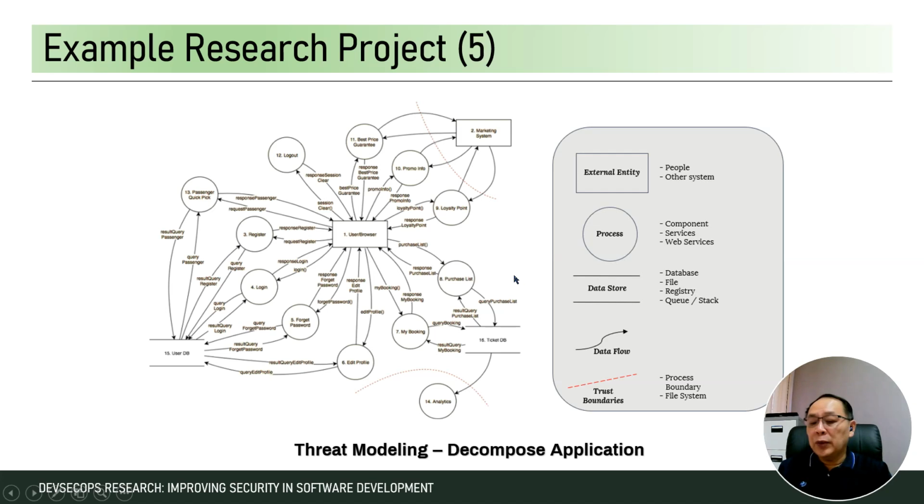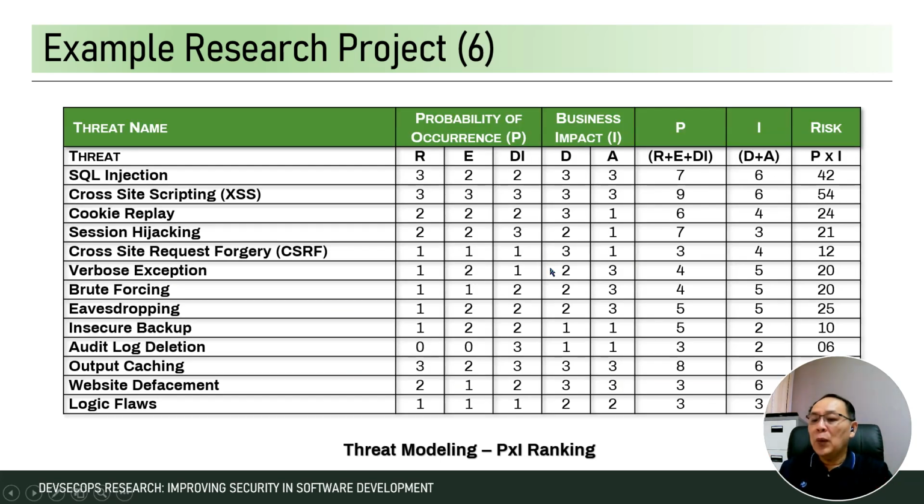So this is just an example of the threat modeling activity. One of the threat modeling activities is decompose application, where we try to decompose the application into several components like the external entity, process, data store, data flow, and trust boundaries. And this is just an example of threat modeling risk analysis by utilizing the P times I ranking, or PI ranking, by calculating the probability of occurrence and the business impact.